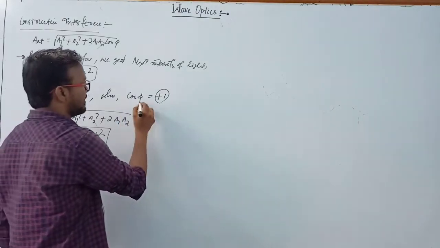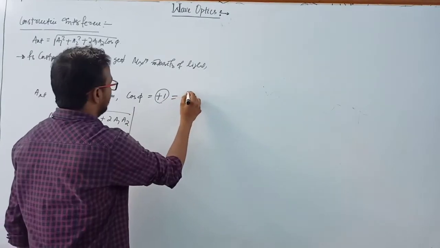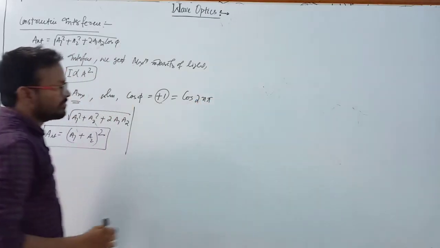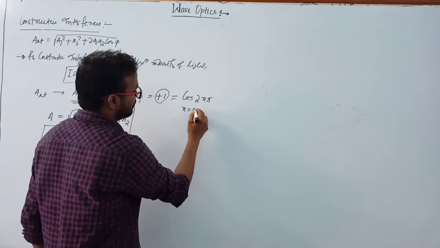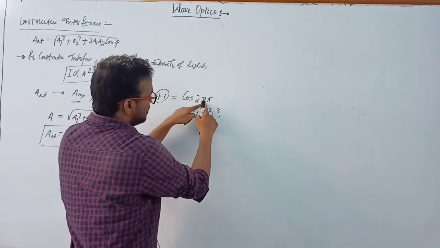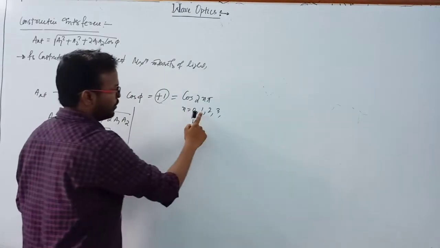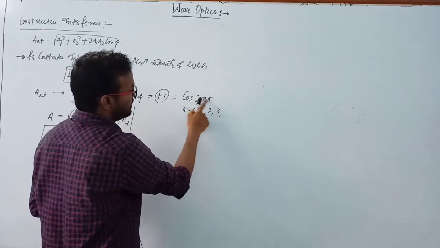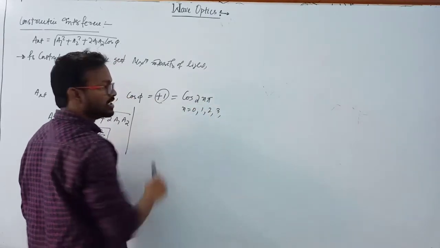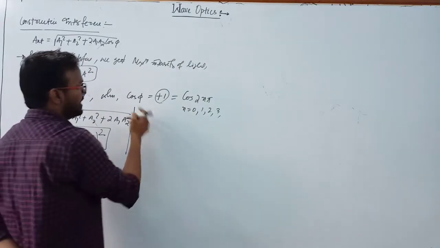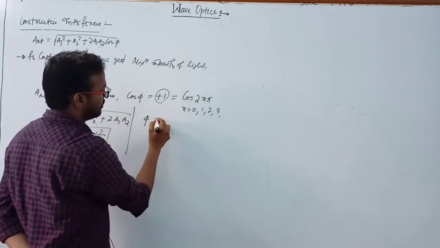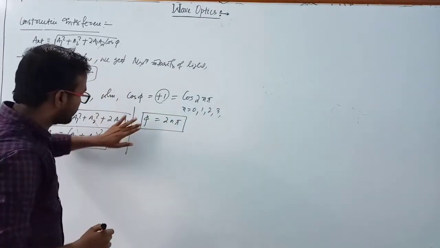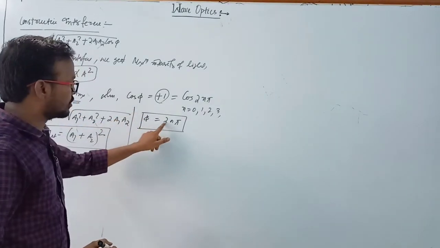And at that time, when cos phi equals 1, we can write it as cos 2n pi, where n equals 0, 1, 2, 3. If you use 0, then cos 0 equals 1. If you use 1, then cos 2 pi equals 1, then cos 4 pi equals 1, then cos 6 pi equals 1. Clear? So here the cos cancels, and phi equals 2n pi. This is an important relation. Clear? You have to remember this relation. So phi equals 2n pi.